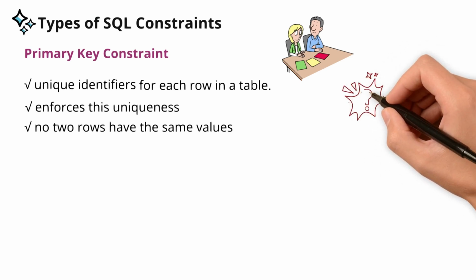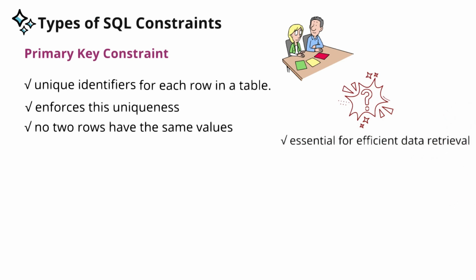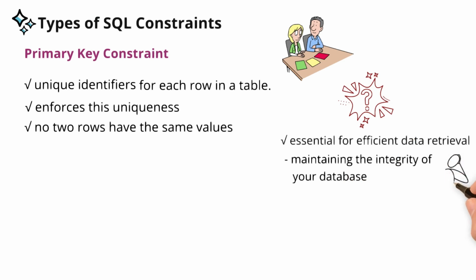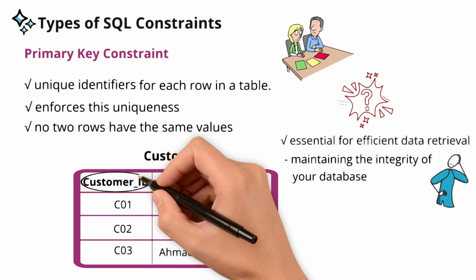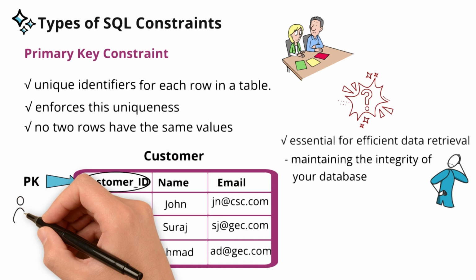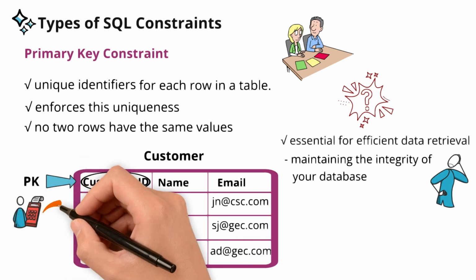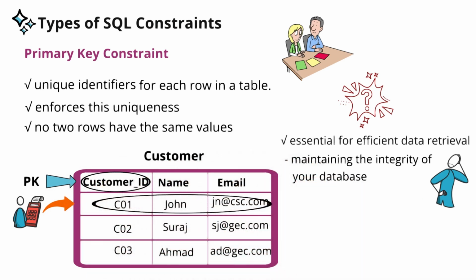Why is it important? Primary key constraints are essential for efficient data retrieval and maintaining the integrity of your database. Without them, duplicate data could lead to confusion and inaccurate results. Let's take an example. In a customer table, the customer ID column can be set as the primary key by defining it as the primary key constraint. This ensures each customer has a unique identifier, allowing for quick retrieval of specific customer information.